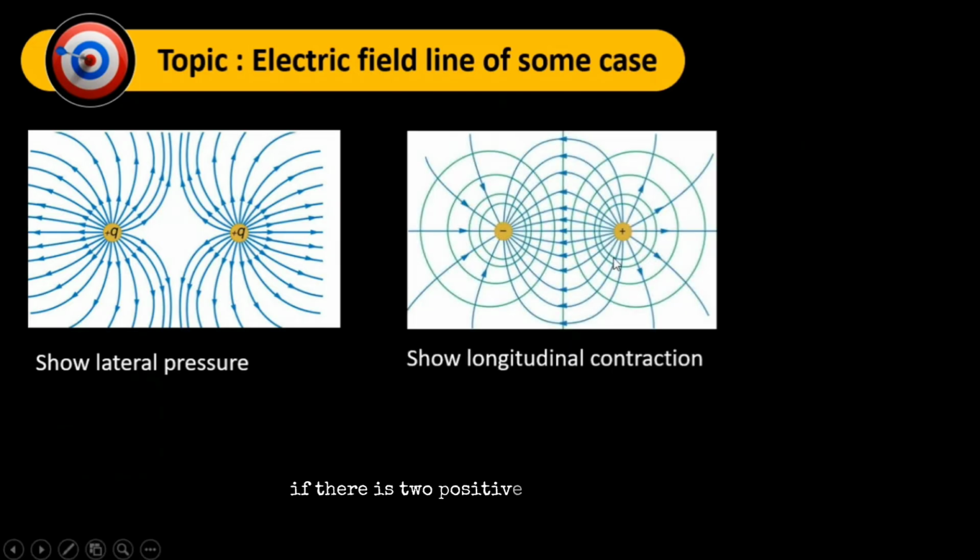Similarly, if there are two opposite charges, positive and negative, the field from the positive charge will terminate in the negative one. This shows longitudinal contraction, whereas in the first case, where the two charges are of the same nature, this shows lateral pressure. So in the second case, the positive charge will exert field, and that field will terminate in the negative charge kept around it. Whatever positive and negative charges are there, the field will come out from the positive charge and terminate into the negative charge. That is what we have to understand here. Is it clear?